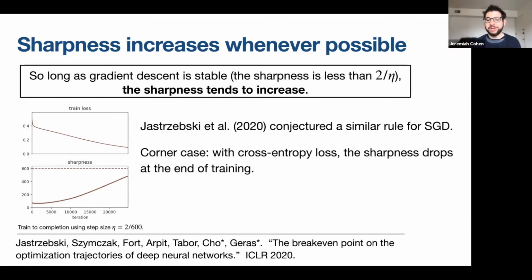There is one thing I should mention, which is a corner case: when you're training with a cross entropy loss, the sharpness actually does drop at the end of training, but it's at the very end, so you should see it as a corner case. This was with square loss, so the sharpness rose throughout training, but with cross entropy, it drops at the very end. But view that as a corner case. In general, it always wants to rise.